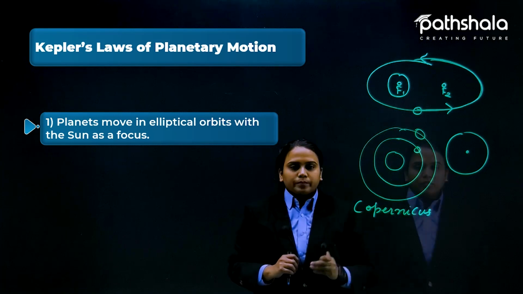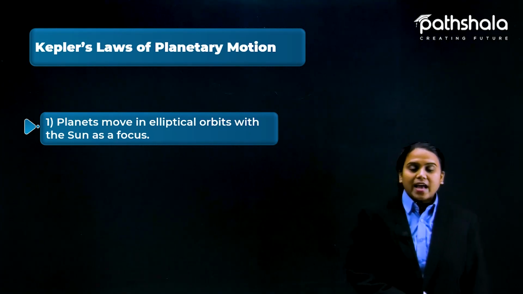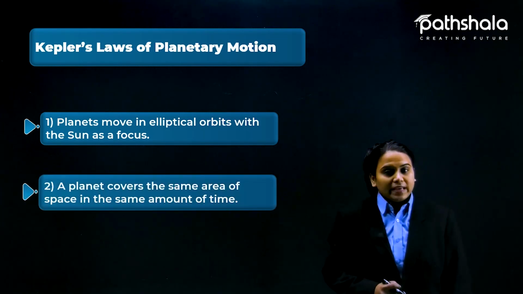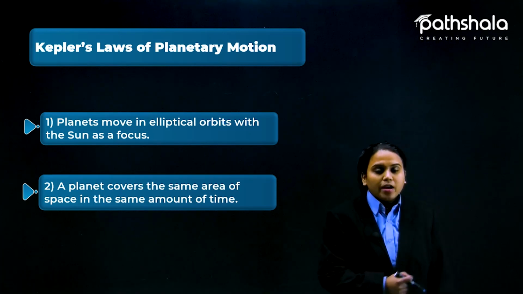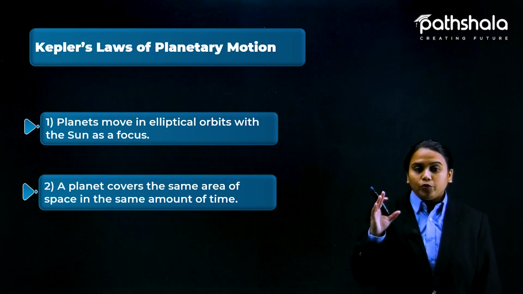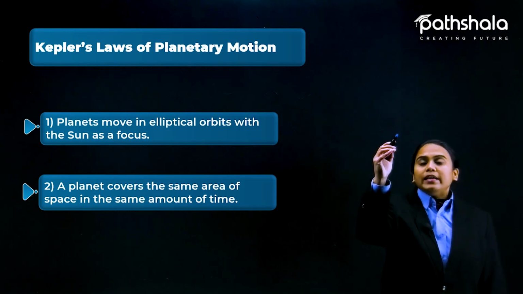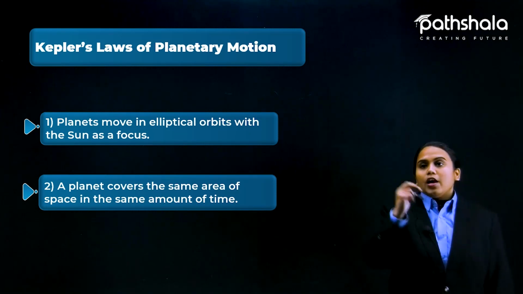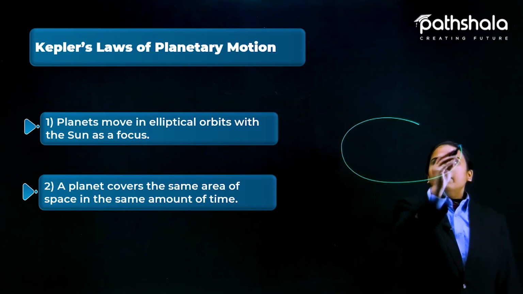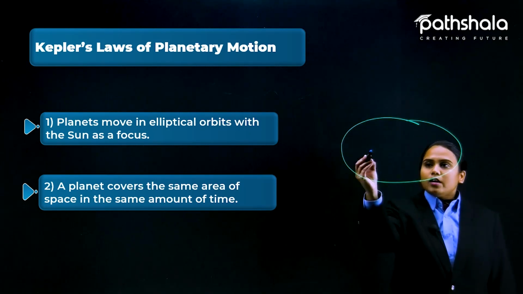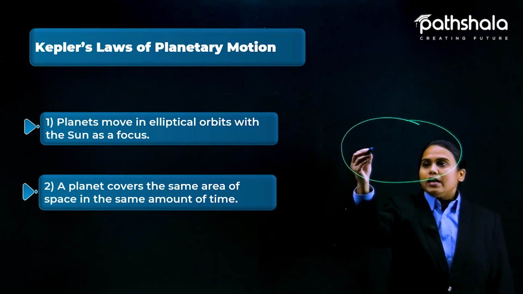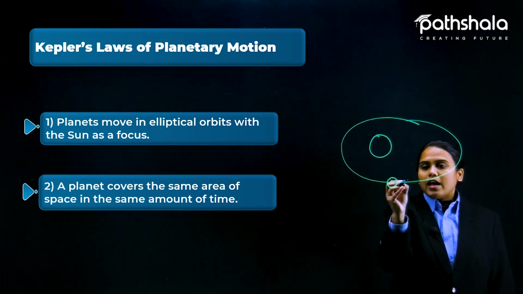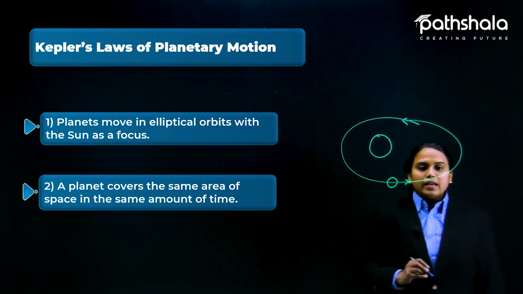Now, the second postulate given by Kepler is that a planet covers the same area of space in the same amount of time. Now students, this is a very deep connection, and you will get to know how the speed of the Earth changes according to its distance from the sun. You know that the Earth has an elliptical path, not circular according to the first part. Here we have our sun, and let's suppose the Earth is rotating and revolving around the sun in this path.